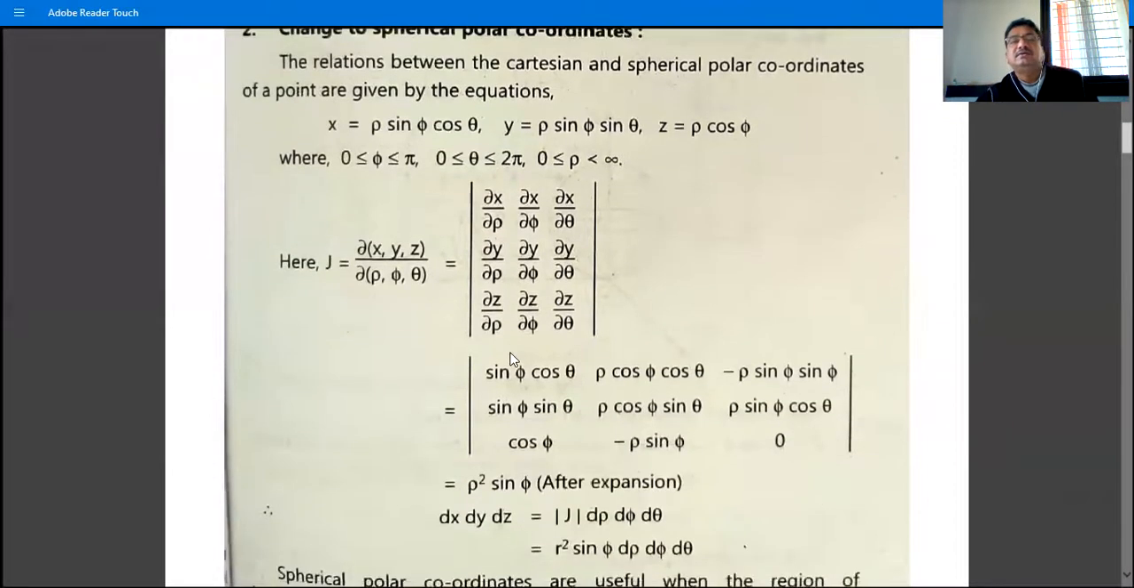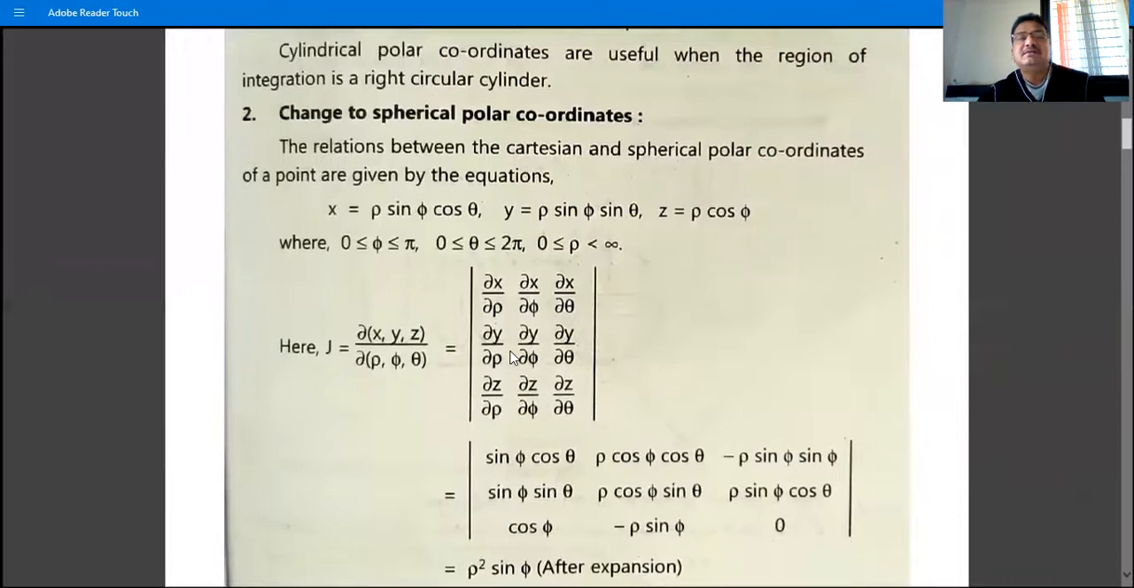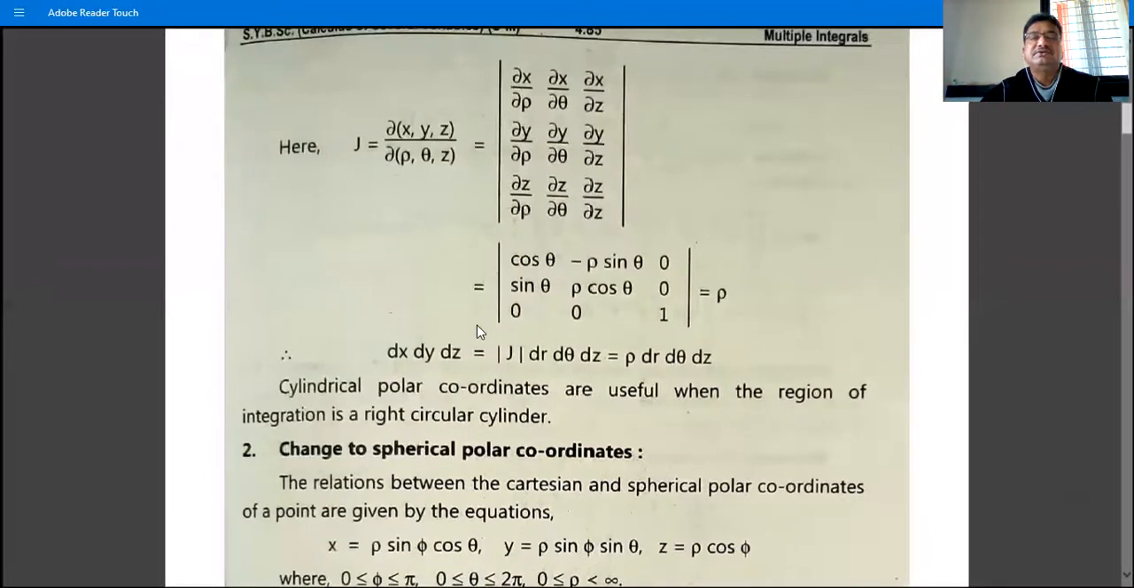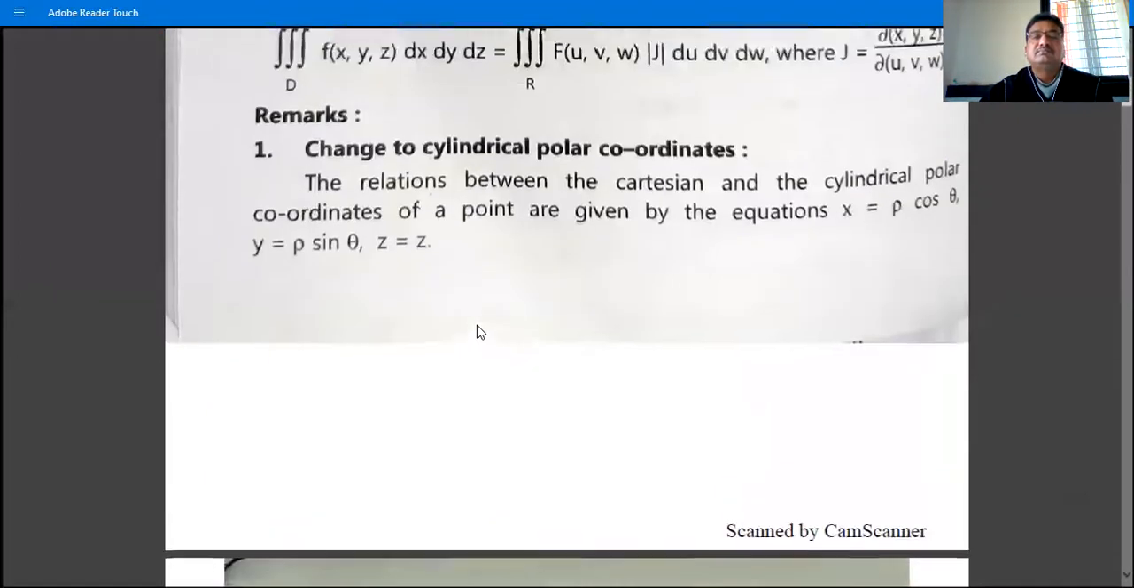So these are the spherical polar coordinates. Obviously, phi runs from 0 to pi, theta runs from 0 to 2 pi, and rho from 0 to infinity.